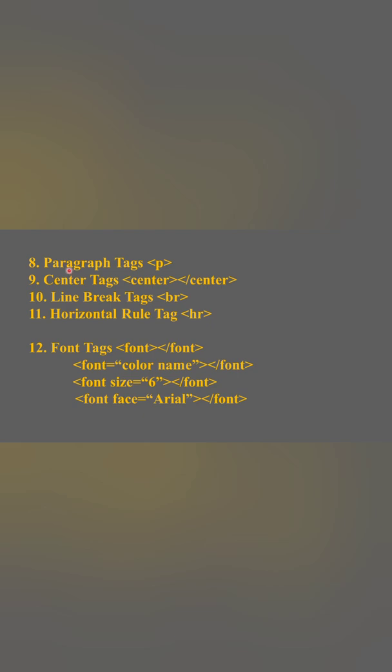Now, if you want to start a paragraph, you have to use the P tag. If you want to make your text at the center of the web page, you have to use the center pair of tags. If you want to break the line, you have to use the line break tag, BR. If you want to make a horizontal line after the text, you can use the HR tag, the horizontal rule tag.